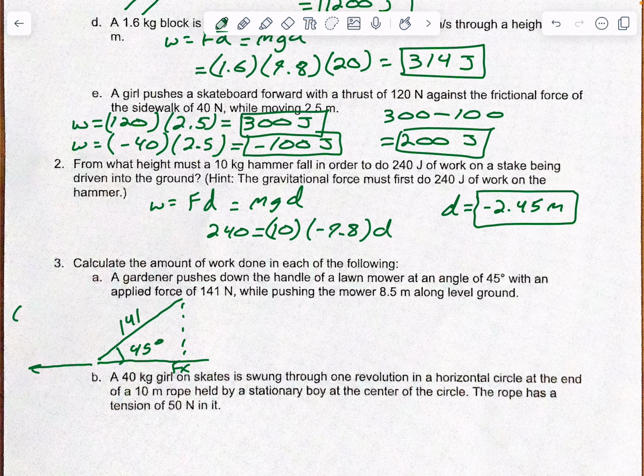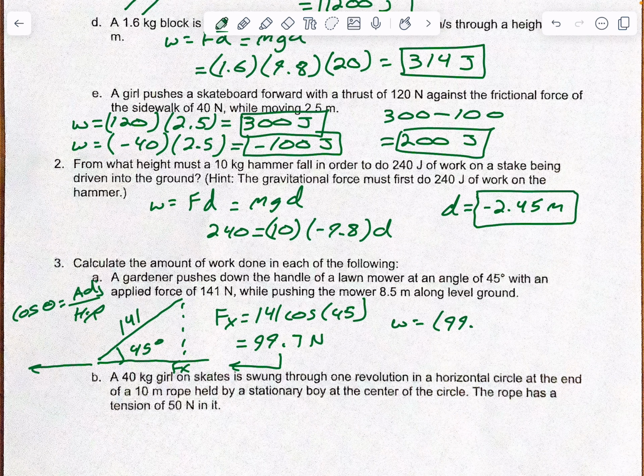Remember, cosine of your angle equals adjacent over hypotenuse. If you're looking for adjacent, multiply both sides by the hypotenuse. So Fx, which is your adjacent, equals your hypotenuse, 141, times cosine of 45. Make sure you're in degree mode, and you get 99.7 newtons. That is how much force is actually going in the horizontal direction. That matches the 8.5 meters that the lawnmower is going.